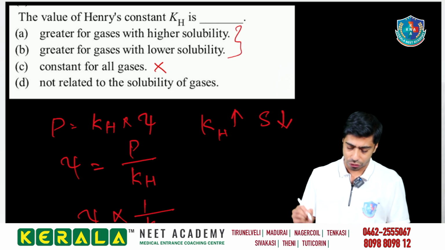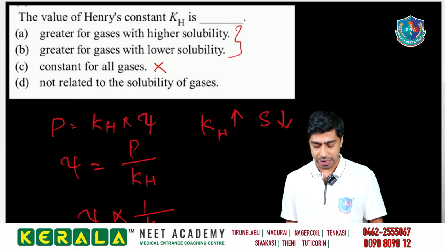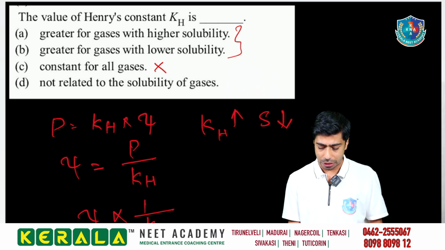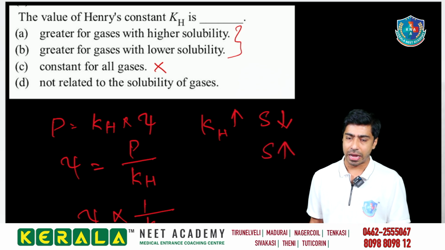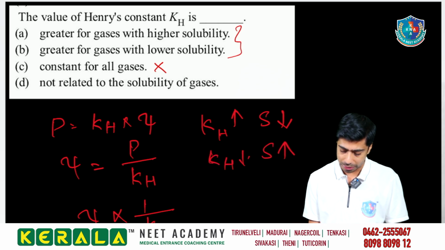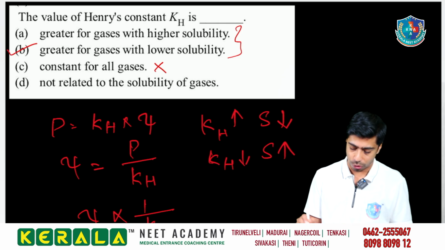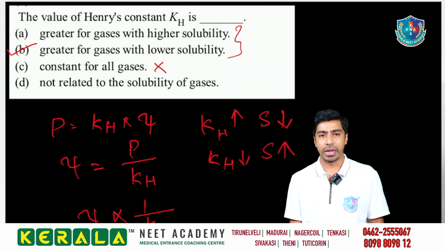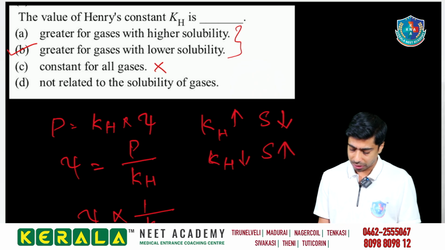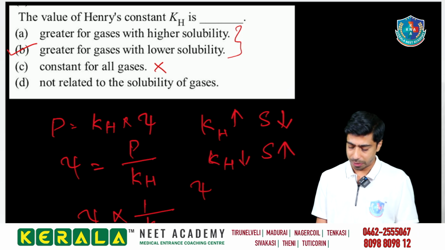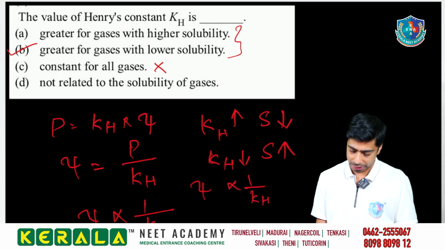So out of these, "Kh is greater for gases with higher solubility" is wrong, because when a gas has higher solubility, the Kh value should be less. So it is greater for gases with lower solubility. The larger the value of Kh, the lesser will be the solubility. The reason is that the solubility psi is inversely proportional to Kh.